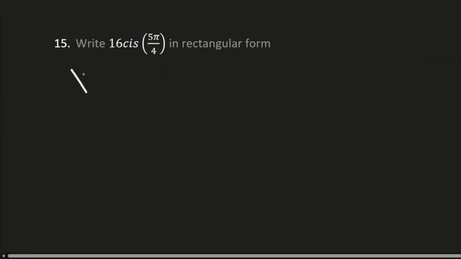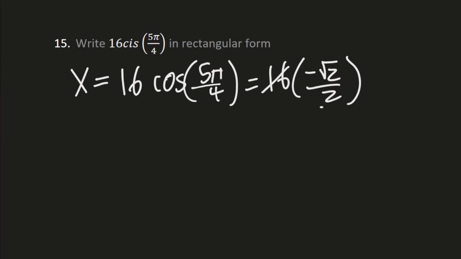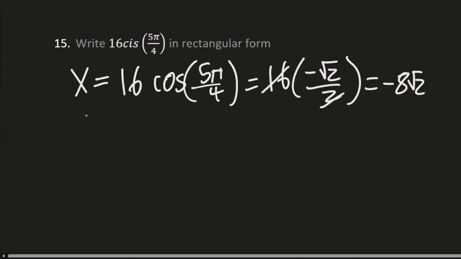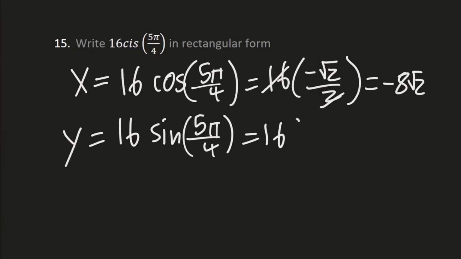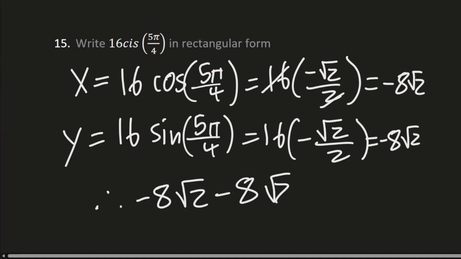For this question, x is going to be equal to 16 times the cosine of 5 pi over 4, which is equal to 16 times negative square root of 2 over 2. 16 divided by 2 is equal to 8, so we get negative 8 square root of 2. For our imaginary part, y is equal to 16 times the sine of 5 pi over 4. That's equal to 16 times negative square root of 2 over 2, which is equal to negative 8 square root of 2, and therefore we get negative 8 square root of 2 minus 8 square root of 2 times i.